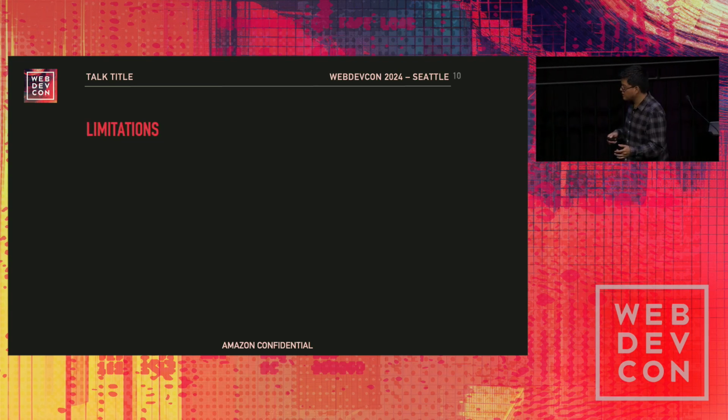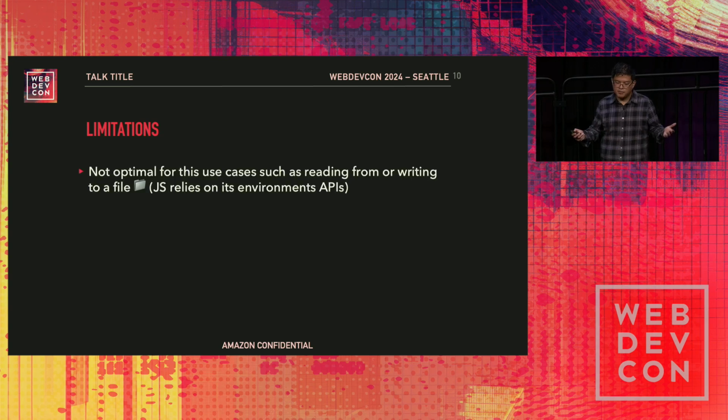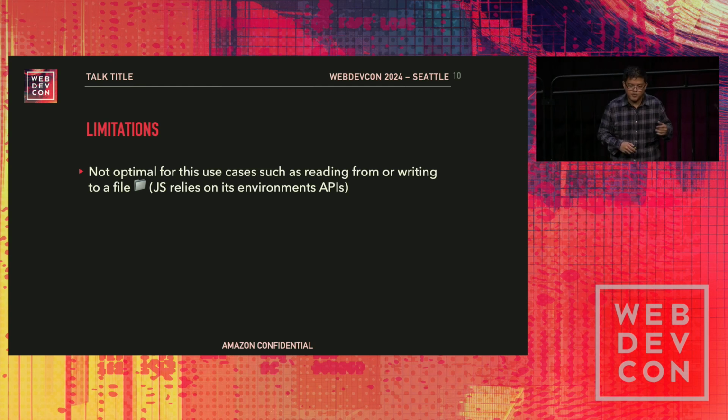So we have a couple of limitations, things that JavaScript is not our first choice for when doing some operations. For example, it is not optimal when writing or reading files in a directory or even doing operations in the database. JavaScript with Node.js usually relies on its environment API, such as the browser or Node.js, in order to provide this functionality.